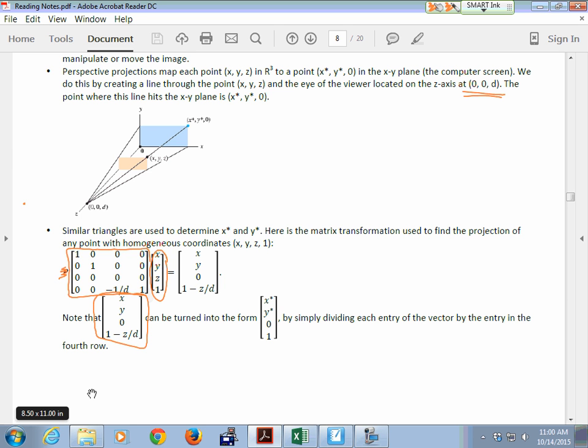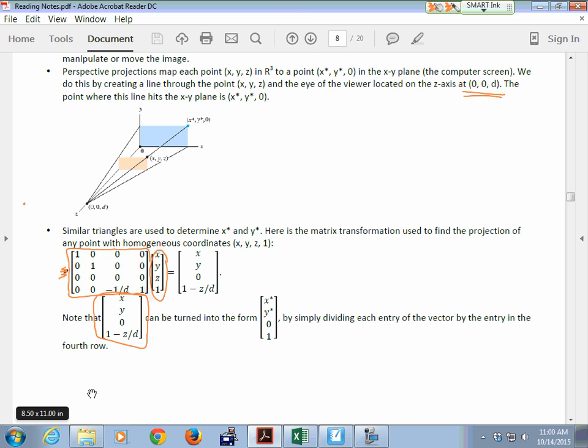But I want the last coordinate to be 1, right? So that I have x star, y star, 0. And then I want that last one to be 1 because of our homogeneous coordinates. It's always supposed to be 1. So you just scale the whole vector by 1 over 1 minus z over d. You scale the whole vector by the entry in the 4th row.